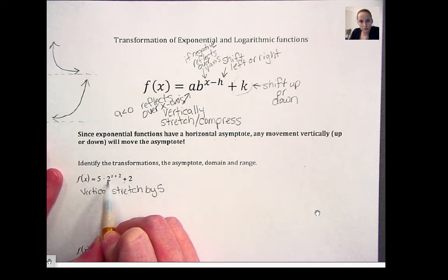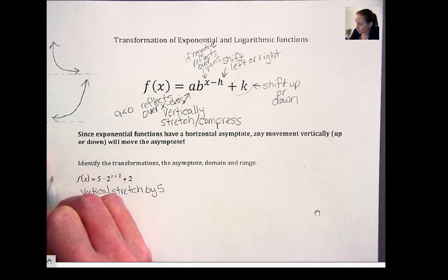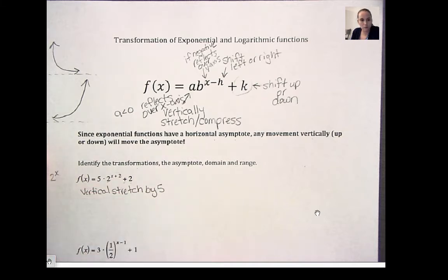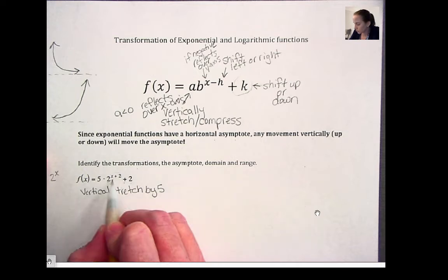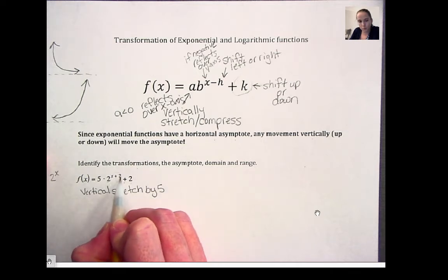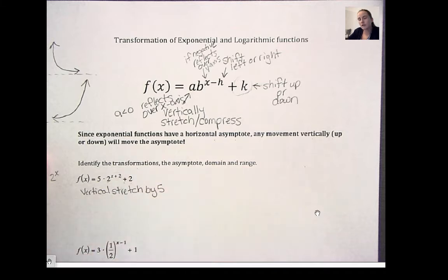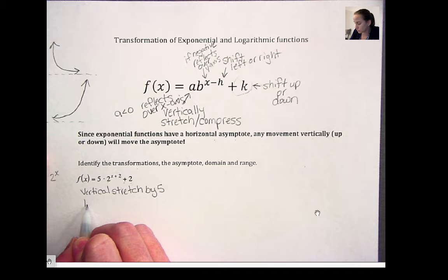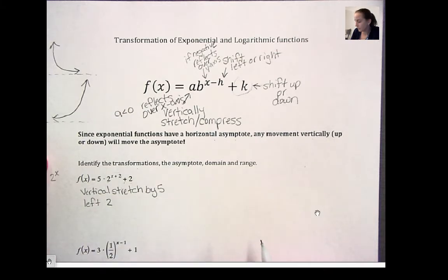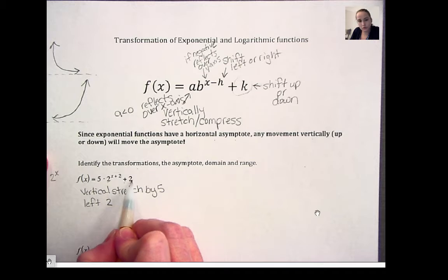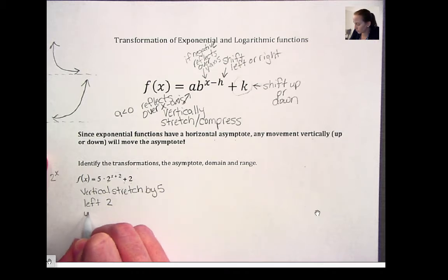Okay, now the 2 here, that is my base value. So my parent function would have been 2 to the x power. That would have been the parent function. Okay, anything in addition to that is all the transformations. So I see plus 2 here. Well, plus 2, remember, we're thinking inverse because it's with the x. So that has been shifted to the left 2. Okay? And then we have a plus 2 here on the outside, which means it went up 2.